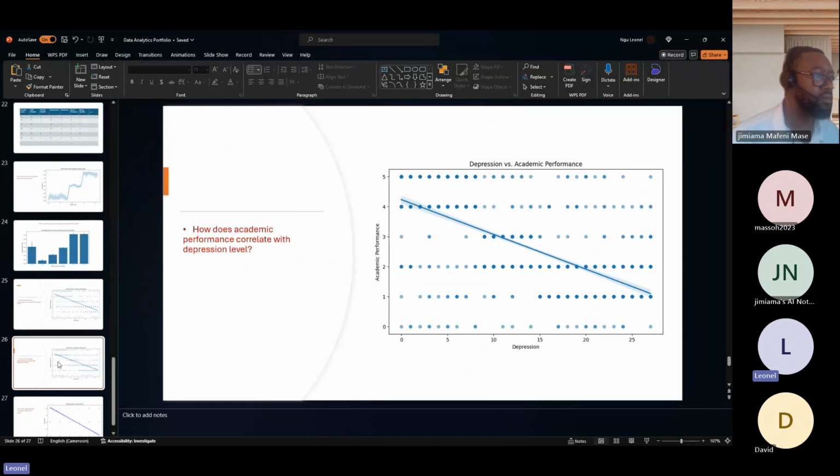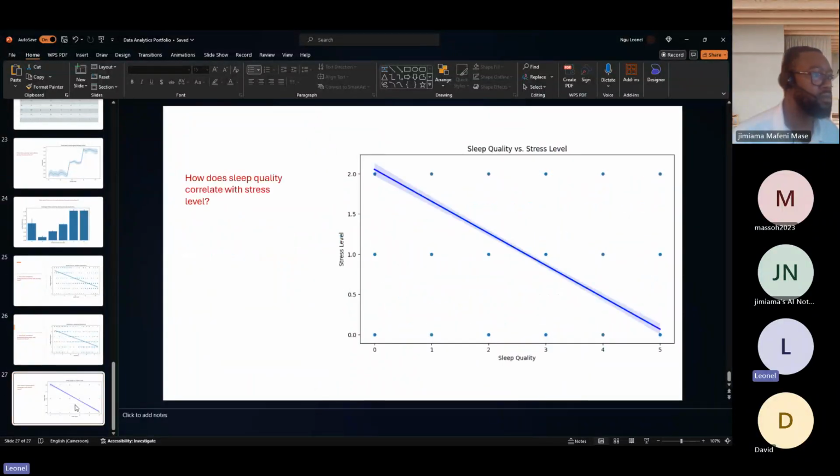The next business question was, how does academic performance correlate with depression, which is similar to the one above. Then the next question, which is my last question for now, is sleep level and stress level, which is also a regressing line. So, Prof, you can take over from here, because this is where my questions end for now.